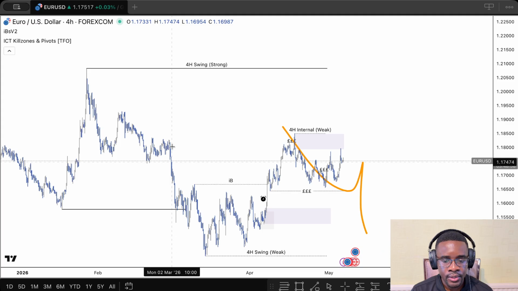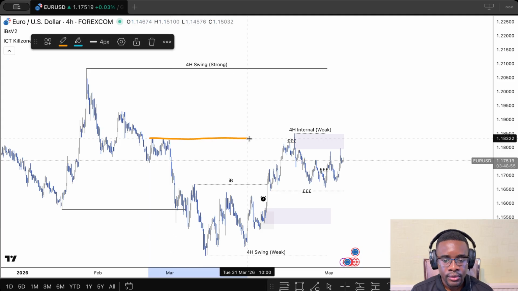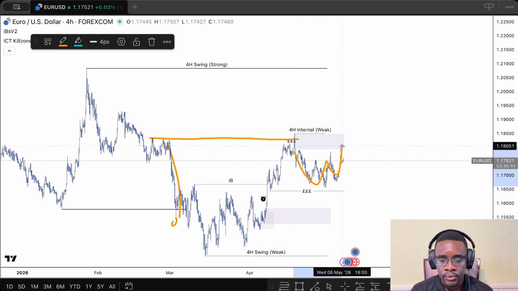Also we can see that price swept these areas in premium, so took liquidity here in premium. This is the decisional that led to the break of structure. So price has mitigated, and now yes, we've had a reaction, lower low, and then price has been coming up.